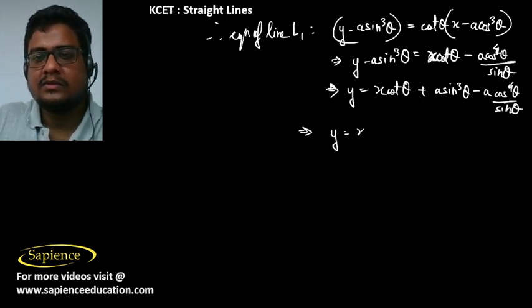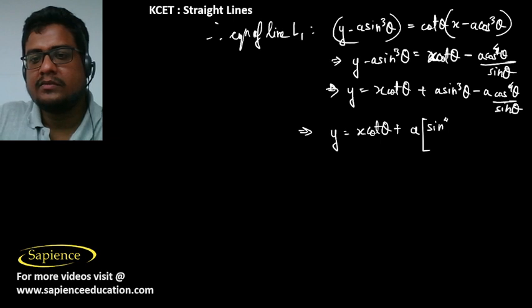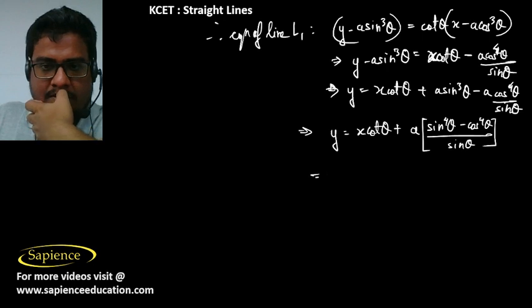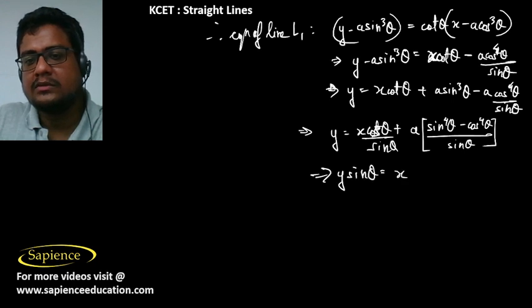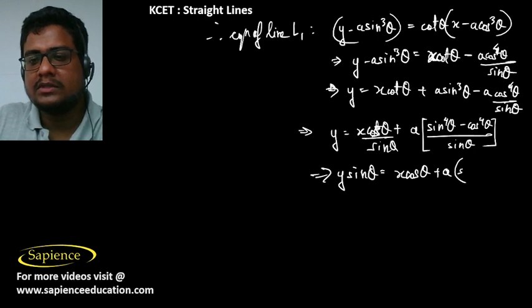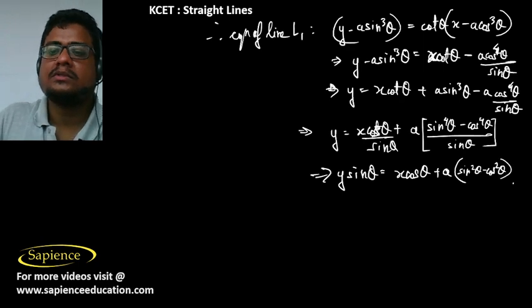Taking a as common, we can write (sin⁴θ - cos⁴θ) divided by sinθ, and cotθ is also cosθ/sinθ. I can write this as y sinθ = x cosθ + a(sin⁴θ - cos⁴θ), where sin⁴θ - cos⁴θ = (sin²θ - cos²θ)(sin²θ + cos²θ), and sin²θ + cos²θ is 1.